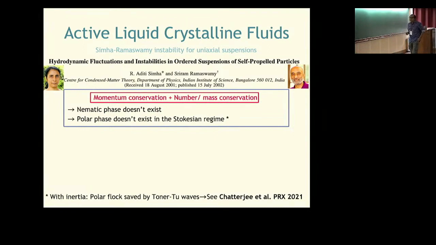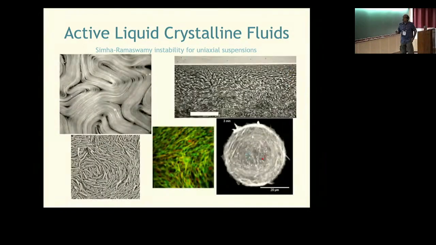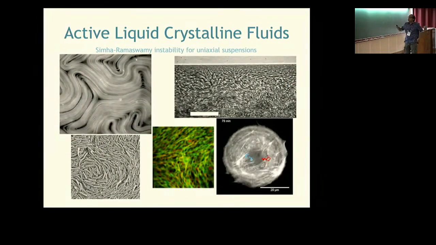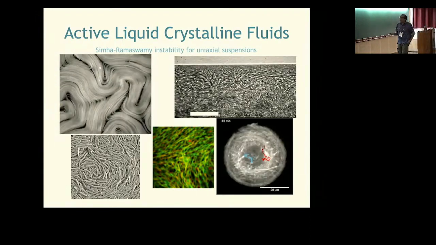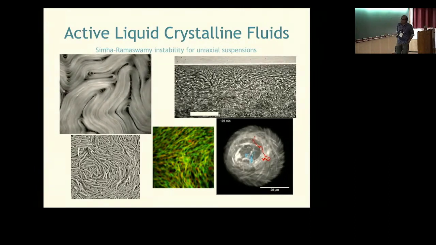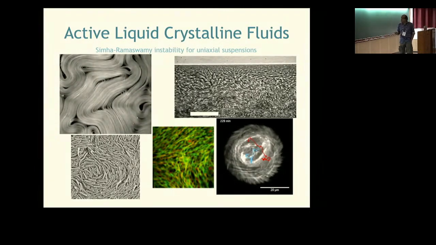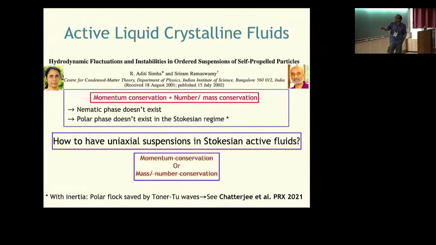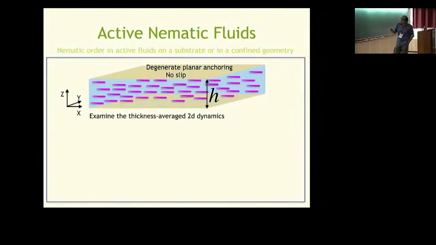And this Simha-Ramaswamy instability is the cause of both regular and irregular flows seen in a wide range of biological systems, and it's been very well studied in various contexts. But I actually want to talk about orientational ordering in Stokesian fluids. So how can I get an orientationally ordered state in Stokesian fluids? Well, I have to break one of these conservation laws. So I start by breaking momentum conservation, and I start with a nematic system.